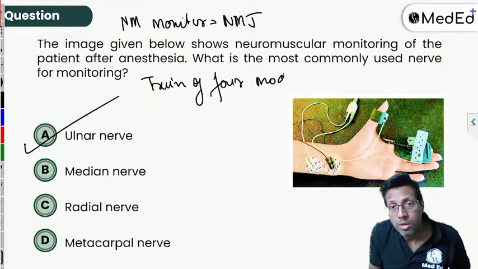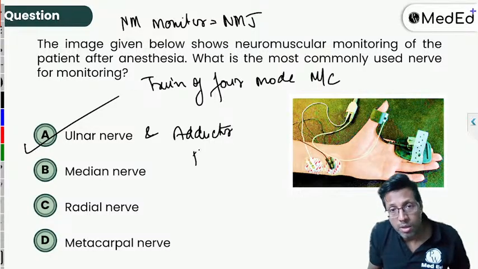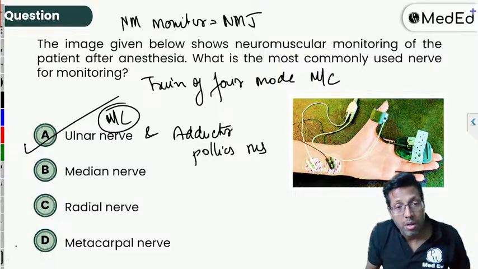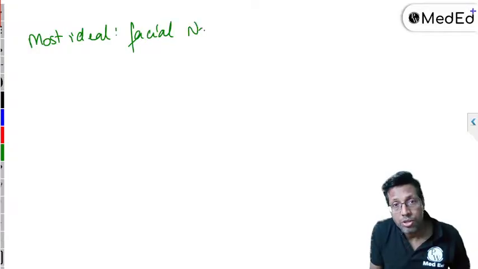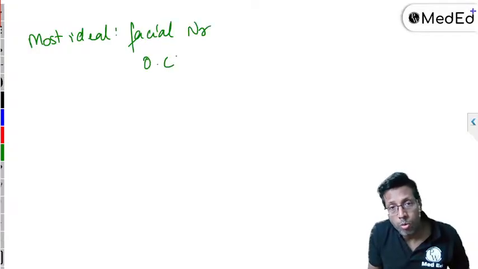Train of 4 mode is the most common mode that is used. The most common use is the ulnar nerve, and the corresponding muscle is the adductor pollicis. This is most common, but remember, the most ideal, they say, is the facial nerve. For the facial nerve, the corresponding muscle you can use is the orbicularis oculi.